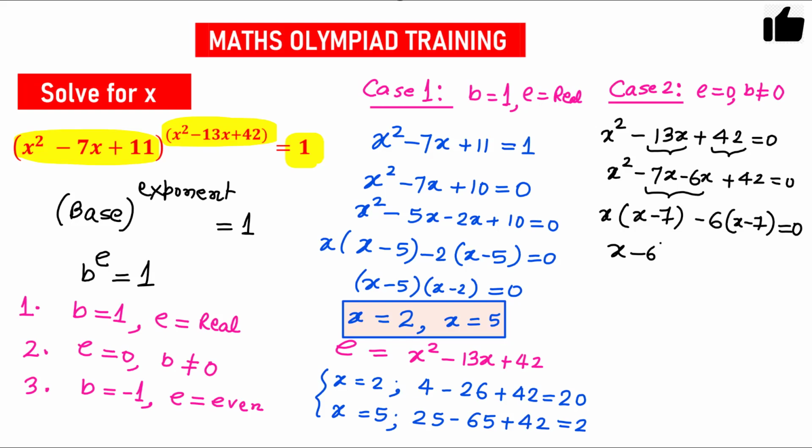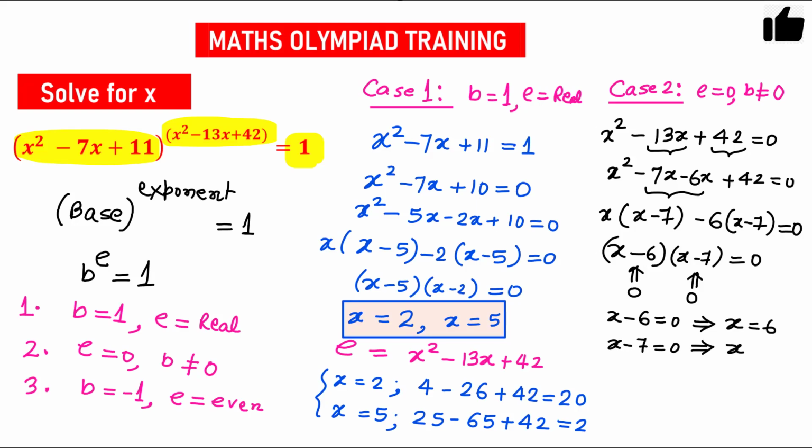This means x minus 6 and x minus 7 are the factors of this equation. So two solutions we will have, either this term is 0 or this term is 0. If the first term is 0, that is x minus 6 is equal to 0, then you will have x equals 6, and x minus 7 is equal to 0. In that case, you will have x equals 7. So x equals 6 and x equals 7 are two solutions.